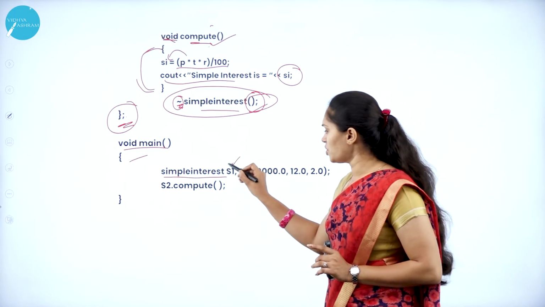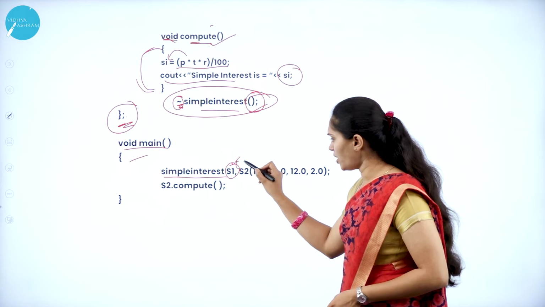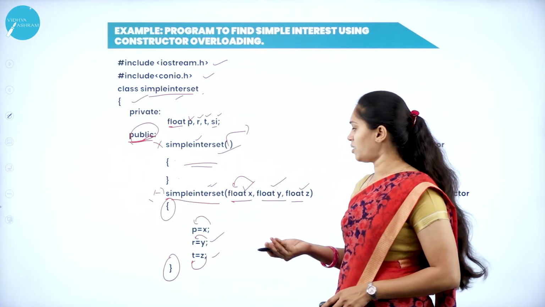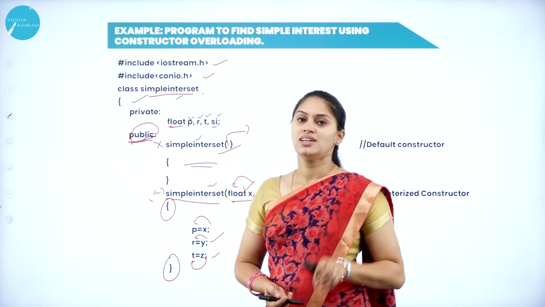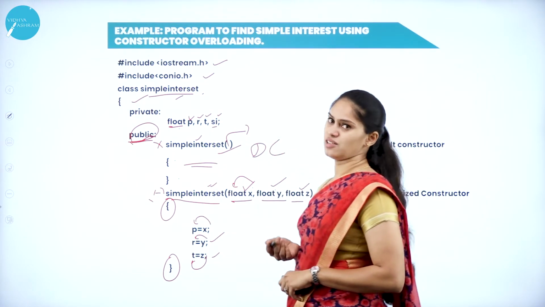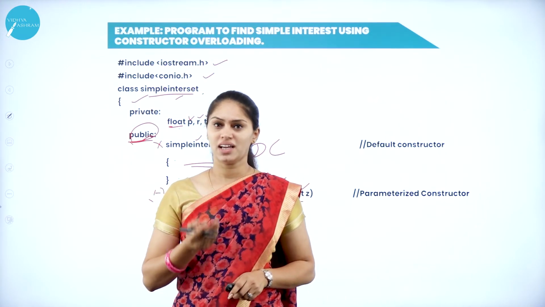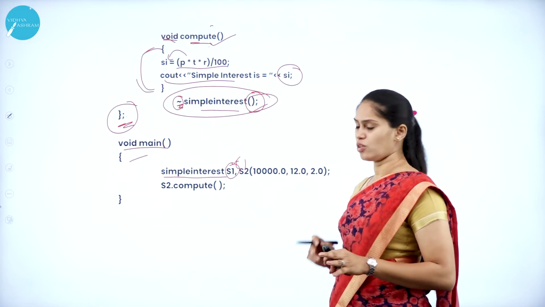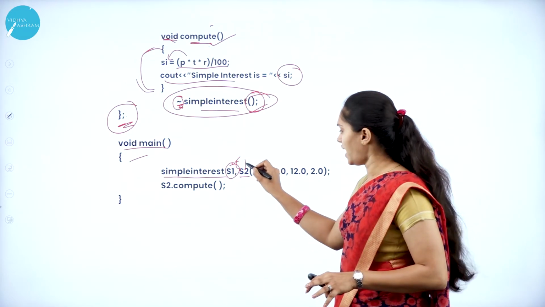So when I am creating this S1 object, did I include any parameter within that S1 object? No. So if I am not using any parameter, which constructor will be invoked? That is nothing but the default constructor. When I am not specifying any parameters or arguments while creating an object, at that time the default constructor will be invoked.